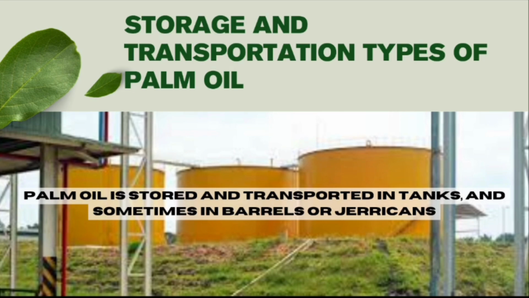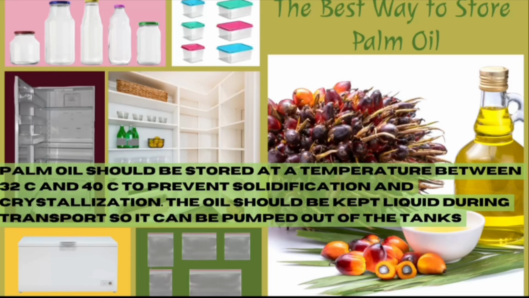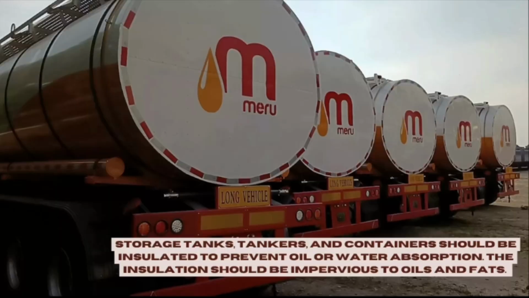Number one, palm oil is stored and transported in tanks and sometimes in barrels or jerrycans. Next, palm oil should be stored at a temperature between 32 degrees Celsius and 40 degrees Celsius to prevent solidification and crystallization. The oil should be kept liquid during transport so it can be pumped out of the tanks. Storage tanks. Storage tanks, tankers, and containers should be insulated to prevent oil or water absorption. The insulation should be impervious to oils and fats.